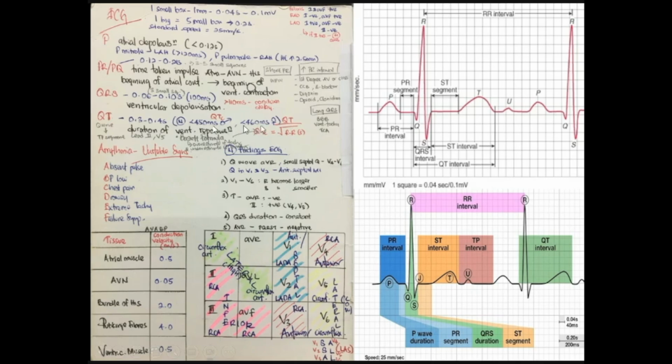Anything more than that we'll call long QT syndrome. There is a way to calculate it, this formula, but not so important. What is important is that when you have long QT syndrome, you need to know the possible causes. We'll come to a few common causes of long QT syndrome. And when a patient has long QT syndrome, you cannot administer certain drugs.